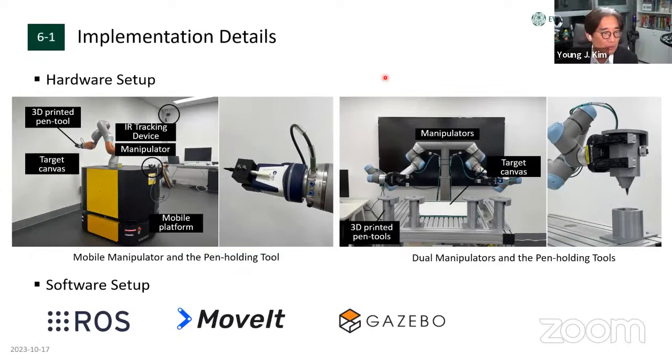So this is our robotic setup. We use 2 different robotic setups. One is a 7-DOF manipulator attached to a mobile platform. The other one is a dual robot arm. And we also have custom printing tools. We also use typical robotic software like ROS, MoveIt, and Gazebo.